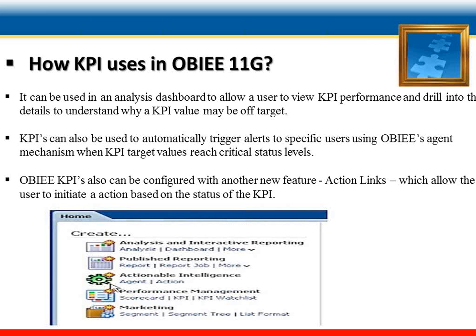So I'm just giving what the action links are. Action links are a reference to another analysis, and they will send an email and kick off a workflow or any other processes to assist in making KPIs the basis for actionable intelligence. So this is about the KPI uses in OBIEE 11G, and just mention on the screen that it is actionable intelligence: agents and actions over here.